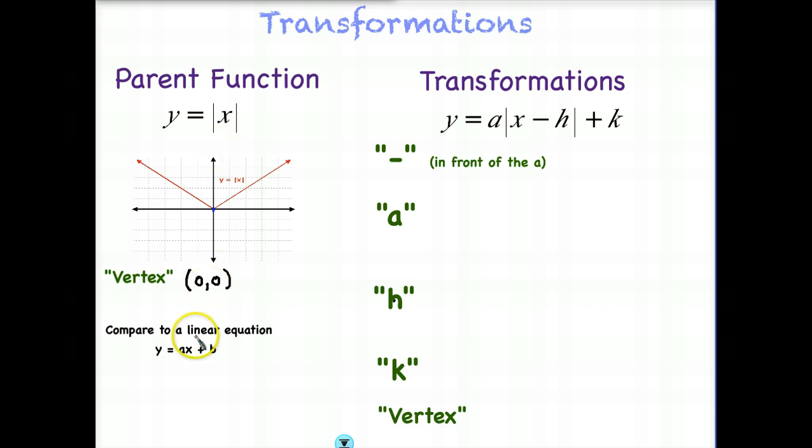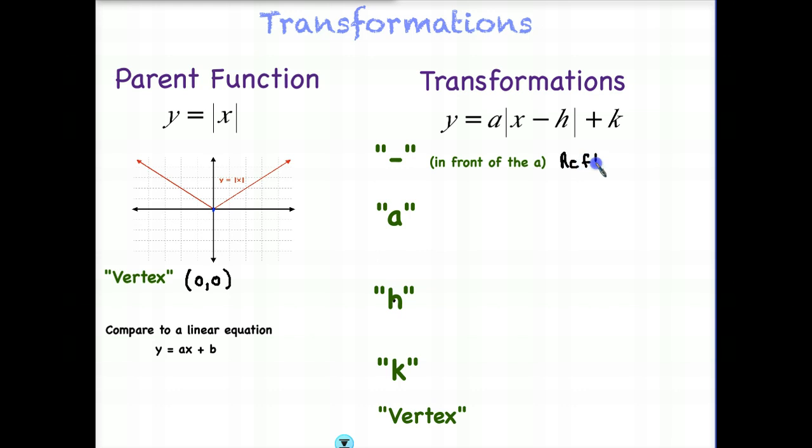So our vertex is (0, 0). That's our starting point. Now let's look first at what this negative does. It's the same thing as an absolute value equation. If we have a negative in front of the a, we have a transformation that is a reflection. So this would also be a reflection.